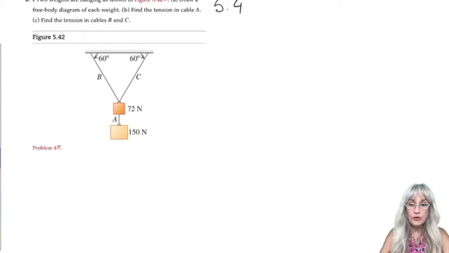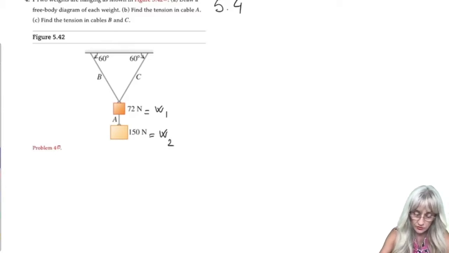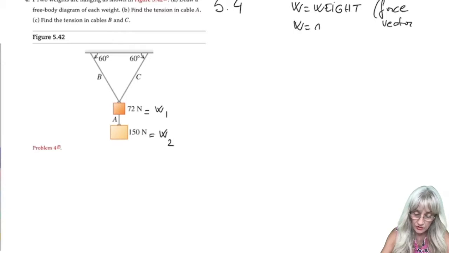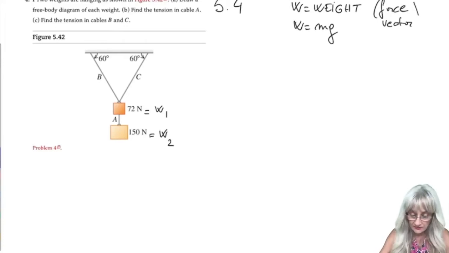Problem 5.4. We are still applying Newton's law. Look at this situation. You have two weights. One is 72 Newton, and I'm going to call this one weight 1, and this one W2 is weight 2. Remember, weight is a force, so the weight is a vector, and the weight is mg. Mass multiplied by g, the very famous 980.